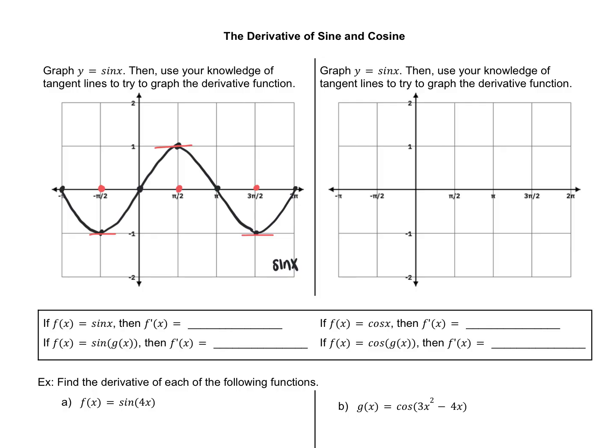Between negative pi over 2 and pi over 2, our function is increasing, which means I'm expecting my derivative to be here in the positive region. Then from pi over 2 to 3 pi over 2, the function is decreasing, so all the tangent lines will have a negative slope, so I'm expecting things to happen in the negative region. Then back to positive here and positive here.